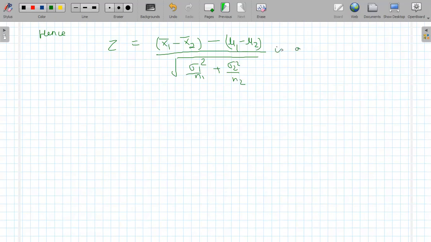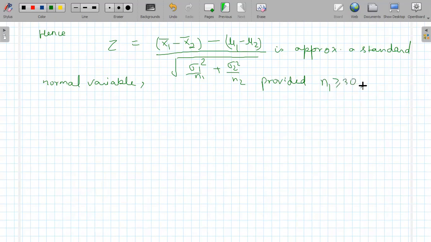This is approximately a standard normal variable, provided n1 is greater than or equal to 30 and n2 is greater than or equal to 30. Okay.